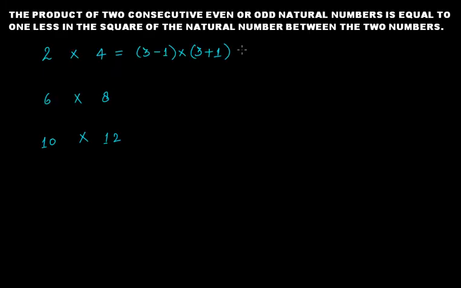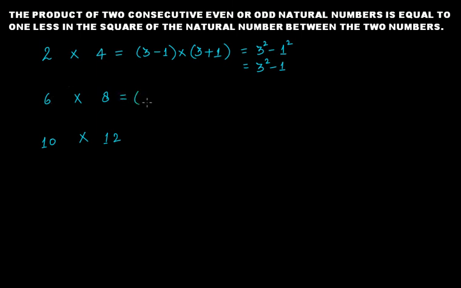So from here you get 3 squared minus 1 squared, which is 3 squared minus 1 only, because 1 squared is 1. So what's this 3? 3 is the natural number that comes between 2 and 4, and that is what this pattern is saying. The product of two consecutive even, ignore this odd one, we'll discuss odd also, so consecutive even, that is 2 and 4, is equal to 1 less than the square of the natural number between the two numbers. Which number lies between 2 and 4? 3. So this is 3 squared minus 1, 1 less than the square of the natural number that lies between 2 and 4.